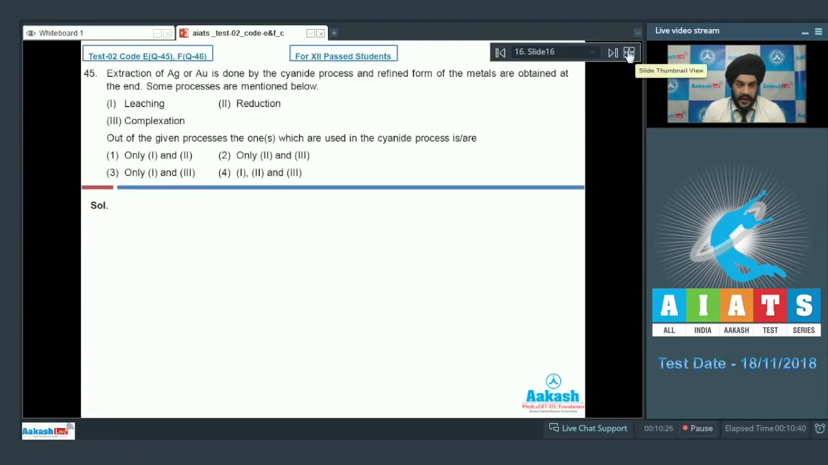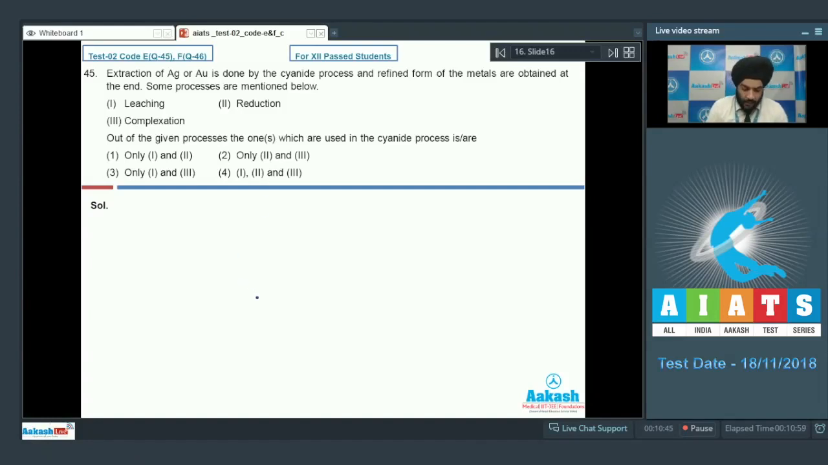Question number 45. Extraction of Ag or Au is done by the cyanide process and the refined form of metals are obtained at the end. So some processes are mentioned below: leaching, reduction, and complexation. Out of the given processes, the ones which are used in the cyanide process is R.